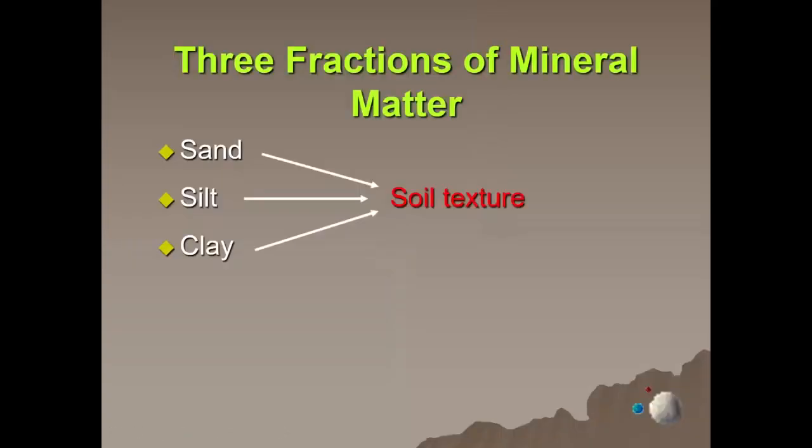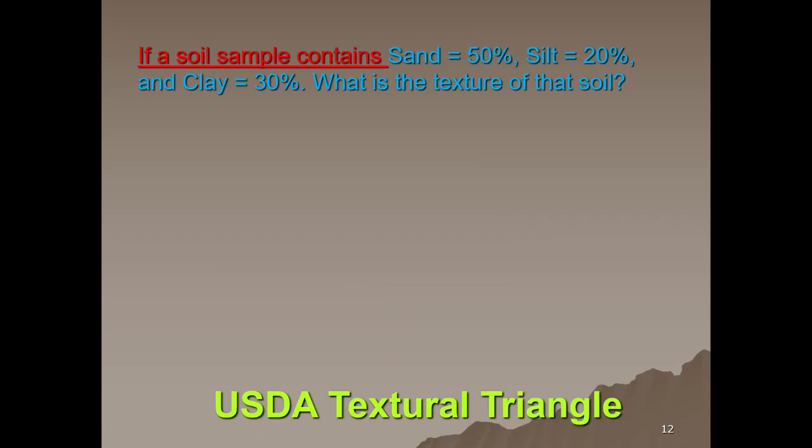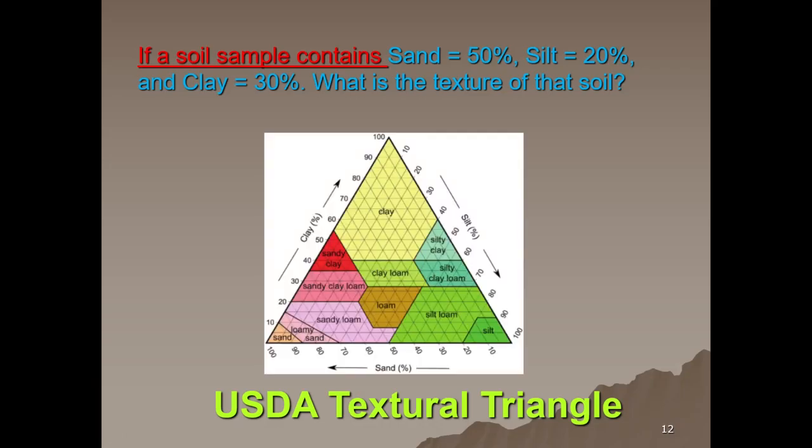Then how do we determine the soil texture? Let's see an example. If the soil sample contains sand 50%, silt 20%, and clay 30%, what is the texture of the soil? To find out the texture of the soil, once we know the sand, silt, and clay percentage, we use the USDA textural triangle. Here it is. So the sand is 50%.